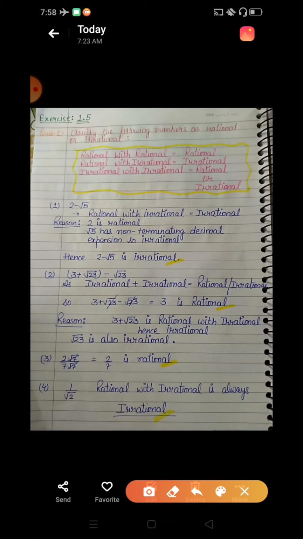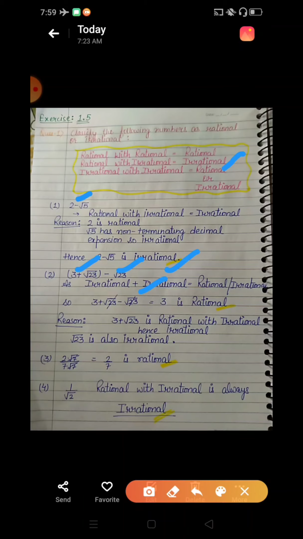Clear? Now the first question is 2 minus root 5. Here 2 is a rational and root 5 is an irrational number. So this is rational with irrational. So whenever rational with irrational is there, the answer is always irrational. Next is 3 plus root 23 and minus root 23. So as we know, 3 plus root 23 is irrational and minus root 23 is also irrational. So irrational plus irrational, we can't predict without knowing the answer whether it is rational or irrational.